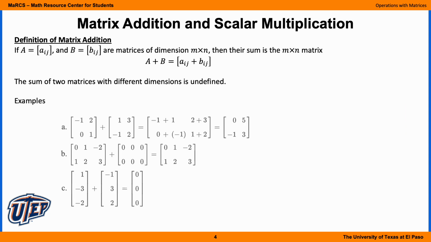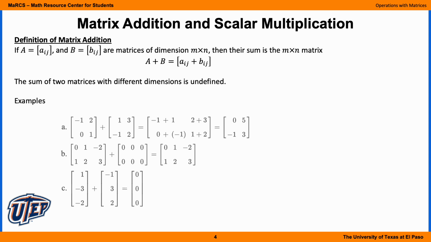For matrix addition, if we are given the matrices A and B, both with dimensions m by n, then their sum will also be an m by n matrix, and we will be adding the corresponding entries. So A plus B will be equal to [Aij plus Bij]. The sum of two matrices with different dimensions is undefined. So now we're given some examples.